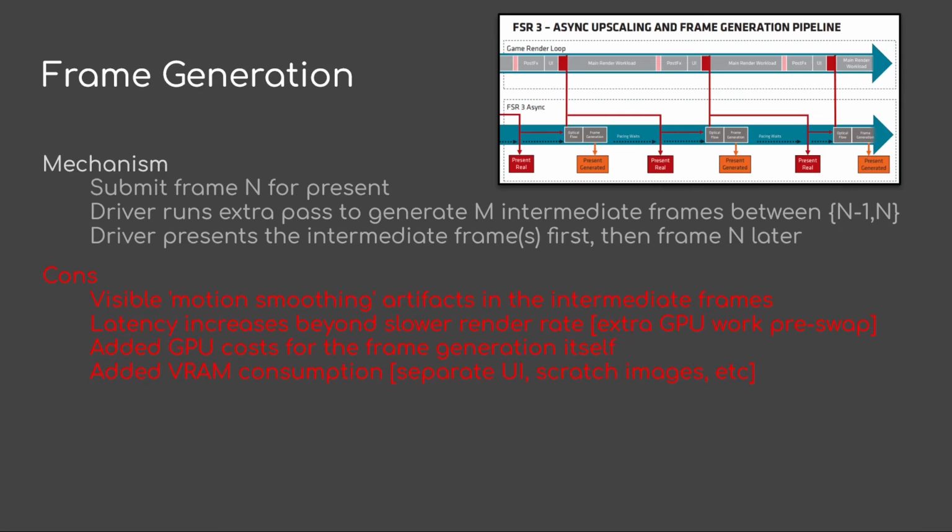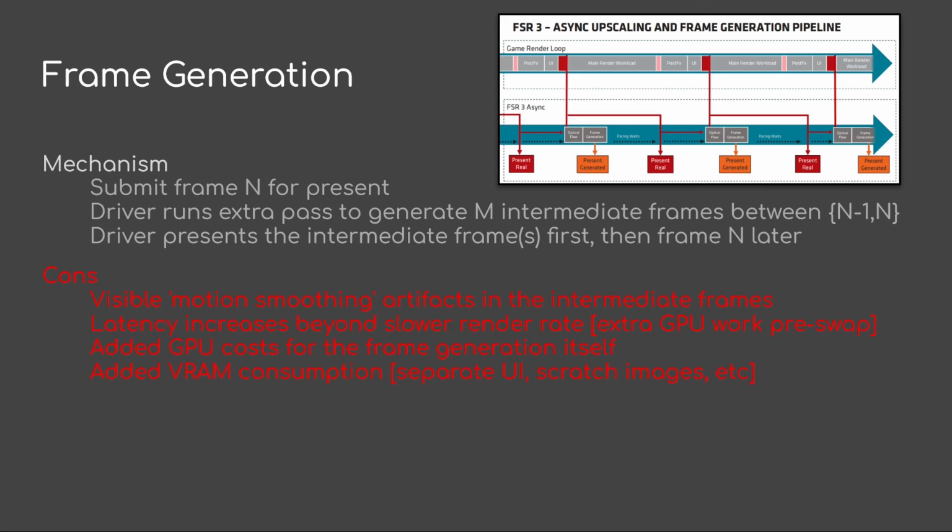Let's dive into frame generation. In general, you submit frame n for present, and the driver is going to run an extra pass afterwards to generate m intermediate frames between n-1 and n. So between the prior frame and the one you just submitted. The driver then presents these intermediate frames first, and then afterwards it'll present the one that you presented later.